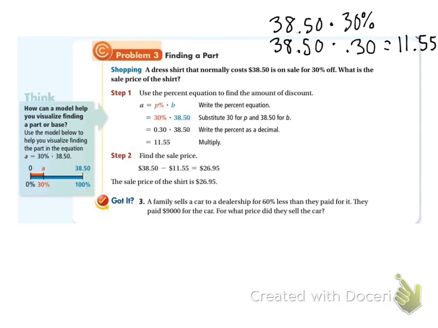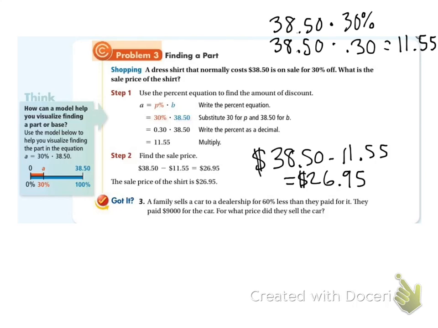To find the price of the shirt, I need to subtract those. So I do 38.50 minus 11.55. This gives me $26.95. So the shirt costs $26.95.